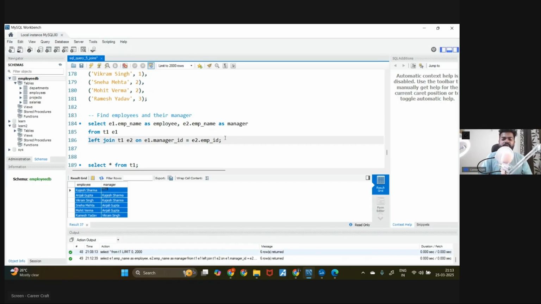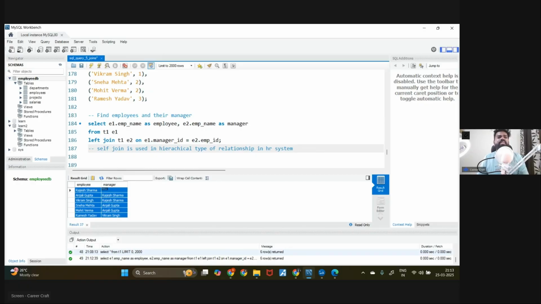So self join is used in hierarchical types of relationships in an HR system. I will give you one more example. I will give you multiple examples, so no need to worry about this.